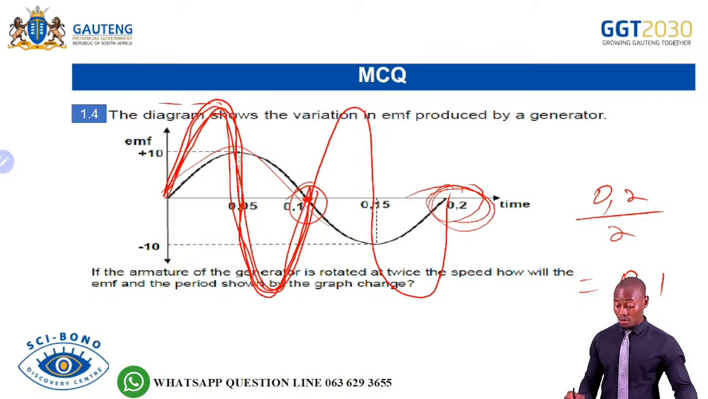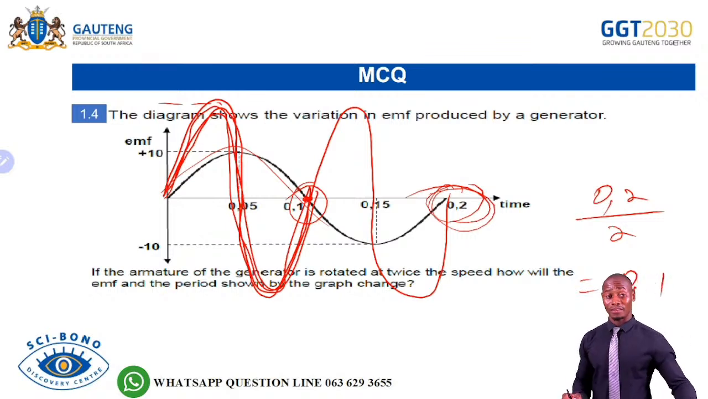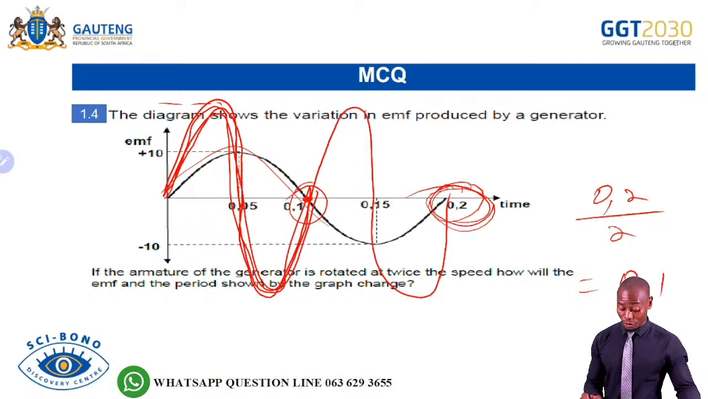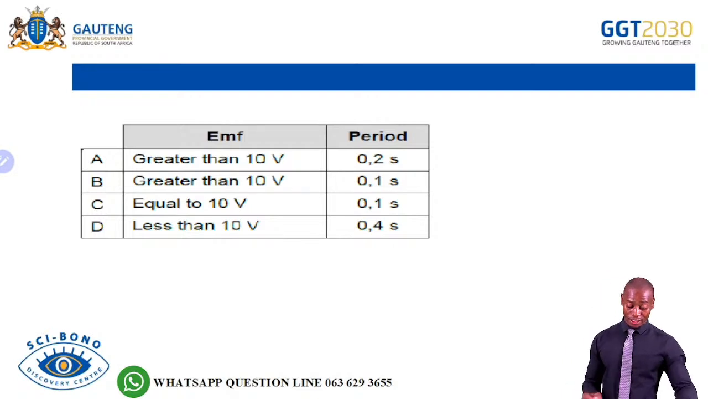Okay? So if the frequency is doubled, the period will be halved. What was the period before? Total time taken to complete one wave, 0.2. Now this is halved. Divide that by 2. Then we are left with 0.1. So let's check here. The correct answer will be greater than 10. It can't be equal to 10. It can't be less than 10.